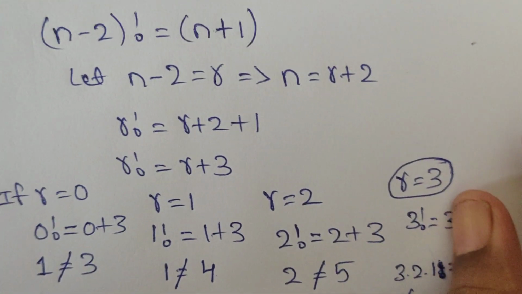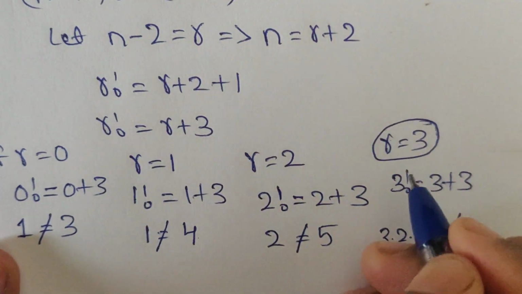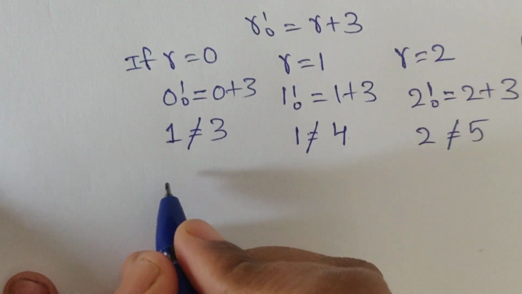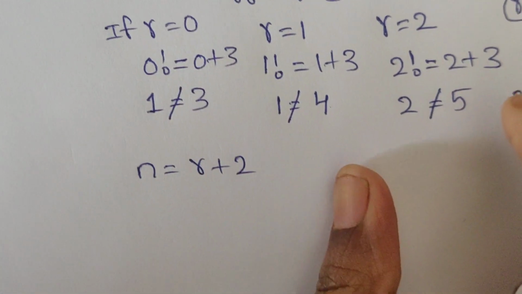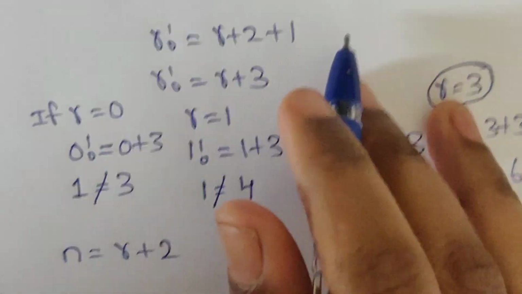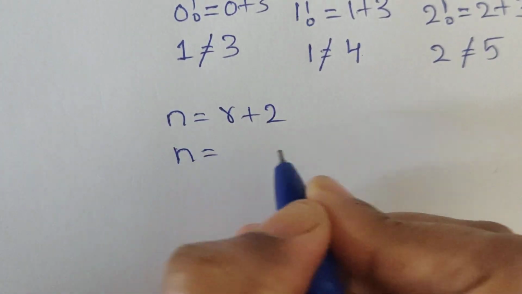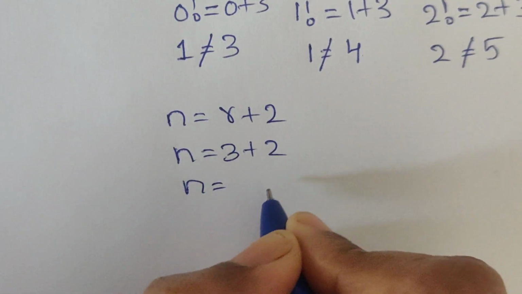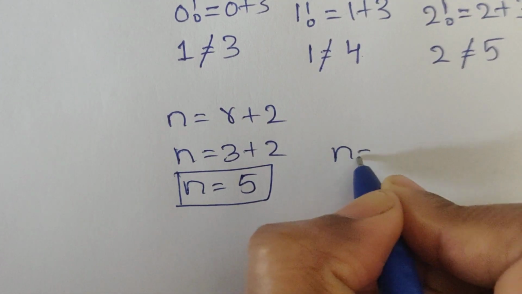So now we need to find the value of n. Here we got the r value. To find the value of n, use n equal to r plus 2. So just substitute the value of r in this equation, and then we will get the n value. n equals 3 plus 2, which is equal to 5. So this is the value: n equals 5.